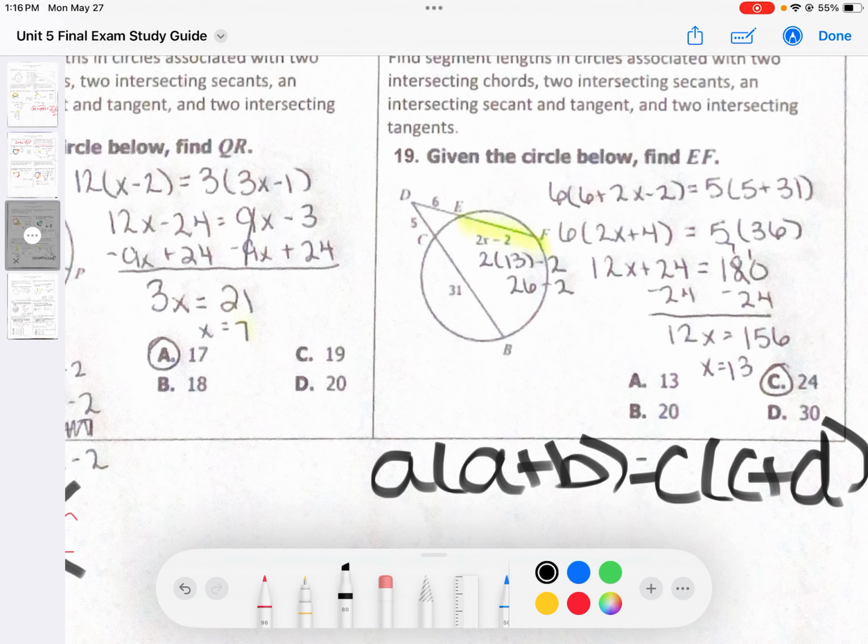So you can distribute or you can add in parentheses first. You still get 180. Once again, your goal is to get x by itself. 180 minus 24 is 156. 156 divided by 12 is 13. And it says find EF. Find the length EF, not just x. EF is 2x minus 2, and I substitute in 13 for x. 2 times 13 is 26. 26 minus 2 is 24.